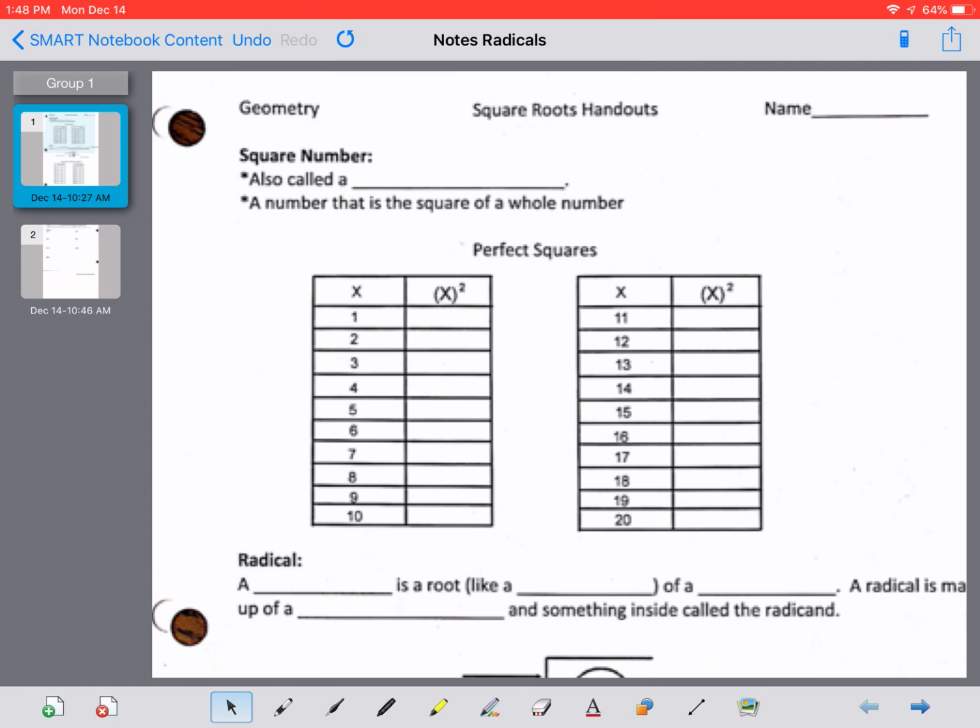Hello! We are going to be simplifying square roots today. A square number is also referred to as a perfect square. Bear with me, my handwriting is not going to be perfect on this thing, nor will it hardly fit in any of the lines. But a square number is also known as a perfect square. Remember, to square something means take it times itself, not doubling it.